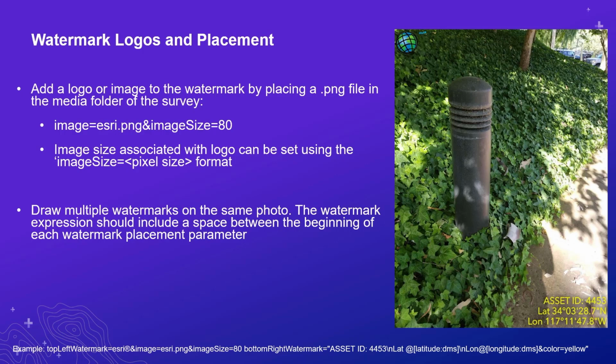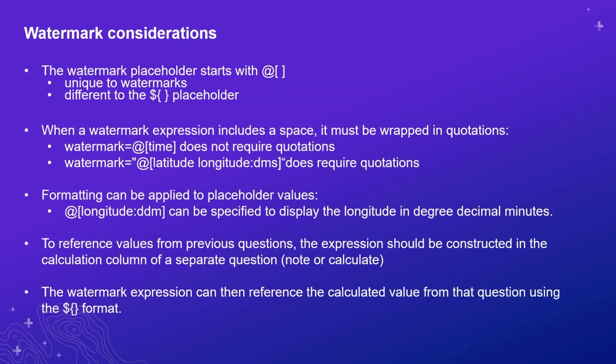A logo is displayed in the top left corner, and then the asset ID, latitude and longitude are in yellow in the bottom right-hand corner, and this was all done through the one watermark expression. Something to consider is that the watermark placeholder starts with an @ symbol and square brackets, which is unique to watermarks as I mentioned earlier, and is very different to the $ and curly bracket placeholder used for referencing values in a question. When a watermark expression includes a space, it must be wrapped in quotations.